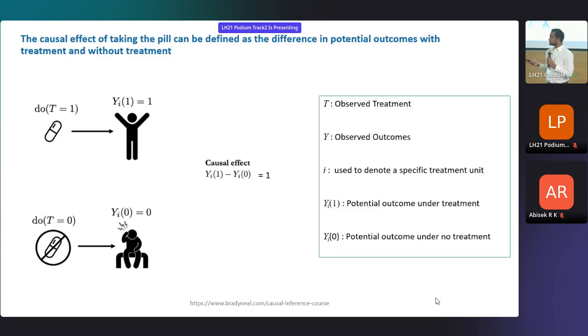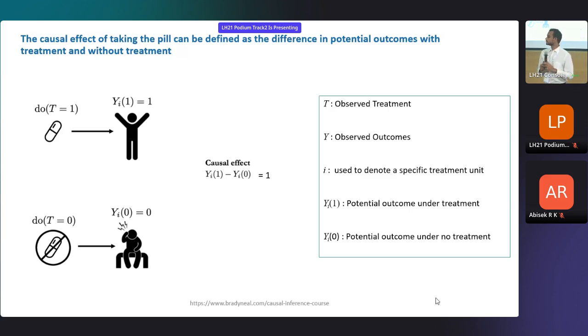T is the treatment that is observed, can be 1 or 0. Y is the observed outcomes. i are individuals, so individual treatment units, and y1 and y0 are potential outcomes. So the causal effect is the difference in potential outcomes.